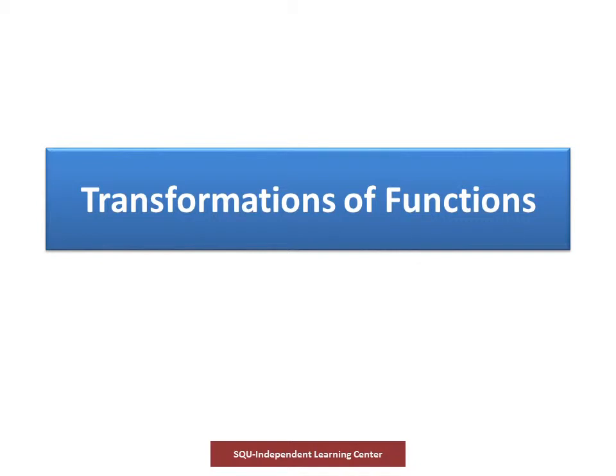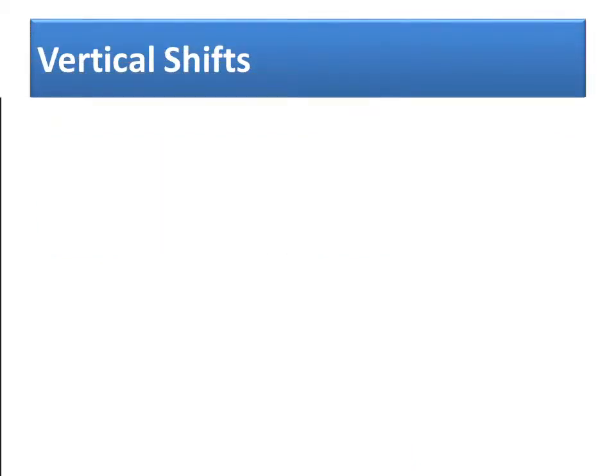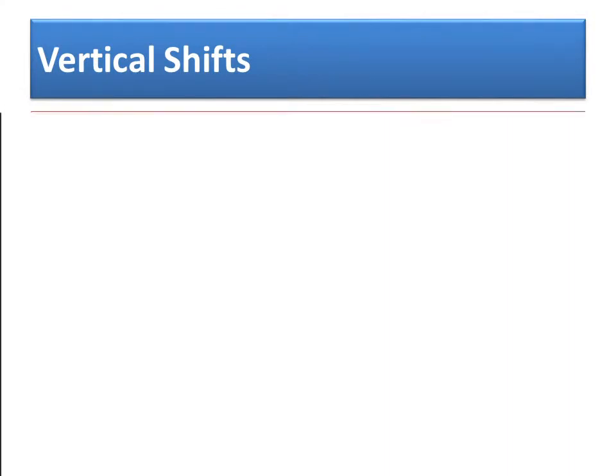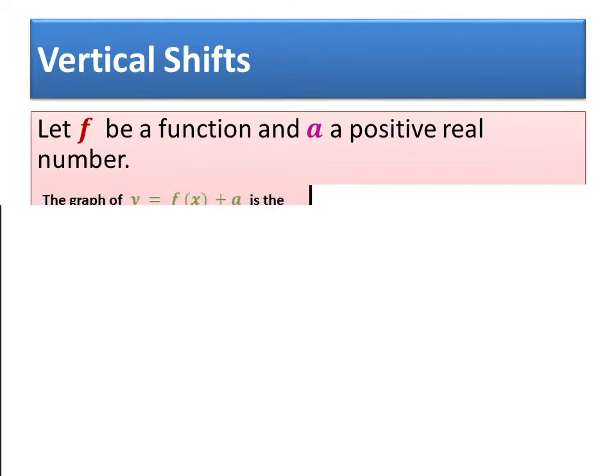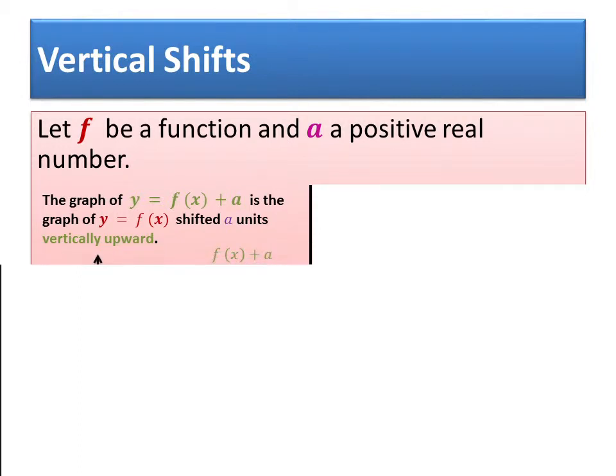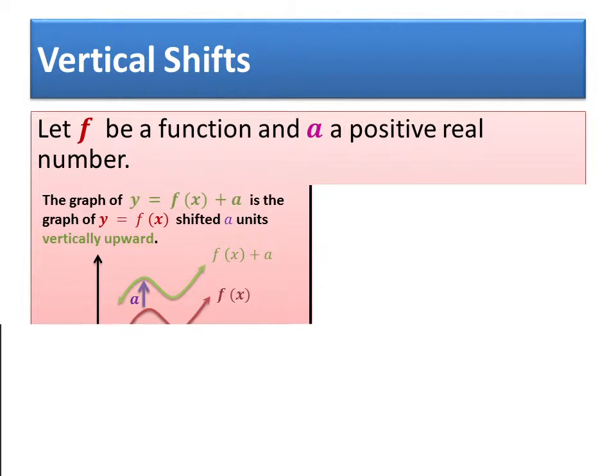We start our presentation of transformations of functions with vertical shifts. Here we explain how we can shift a function upwards or downwards. Suppose we have a function f of x, the graph of which is given in red in front of us, and we have a positive number a.